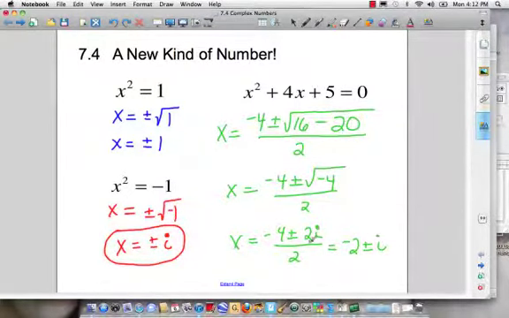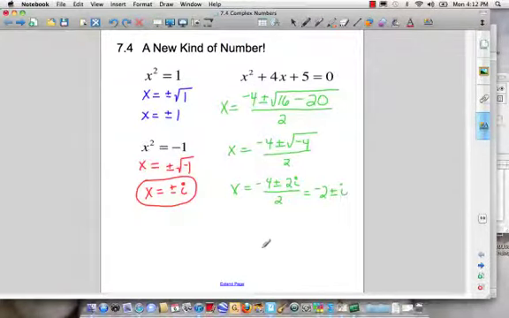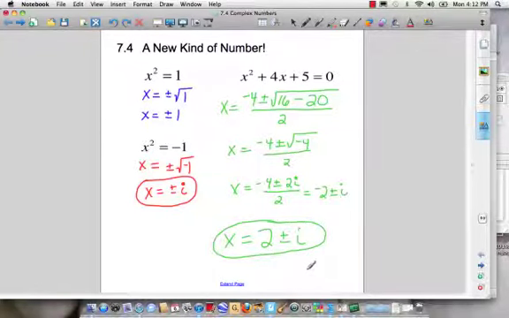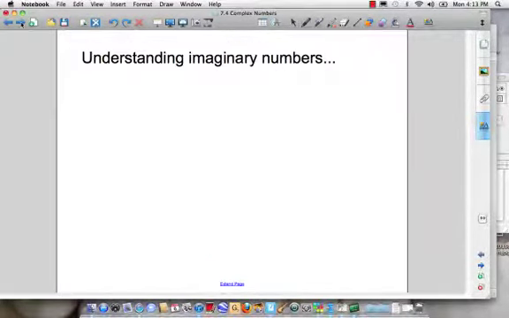I solved that one partially so you can see that complex numbers can have a real part and an imaginary part. In this case we have negative 2 plus i and negative 2 minus i. Okay, that was very fast, but that introduced you to this new type of number. Now let's look a little bit more at what that really means.